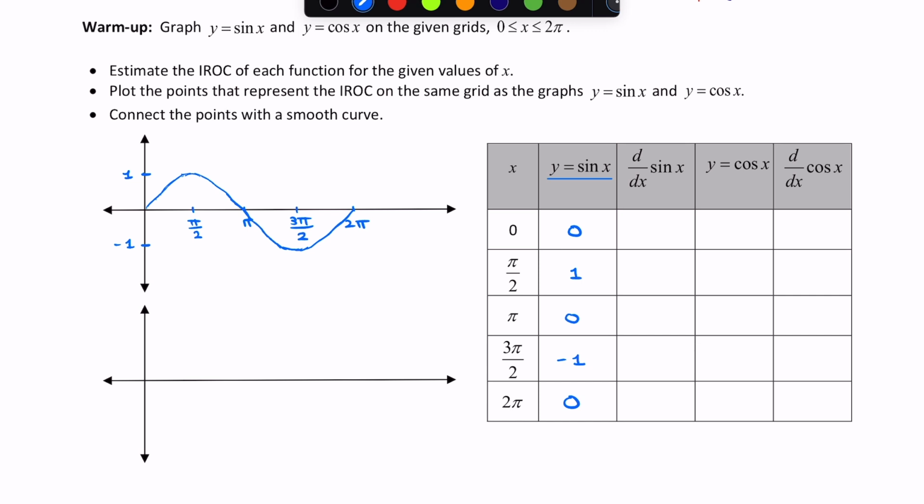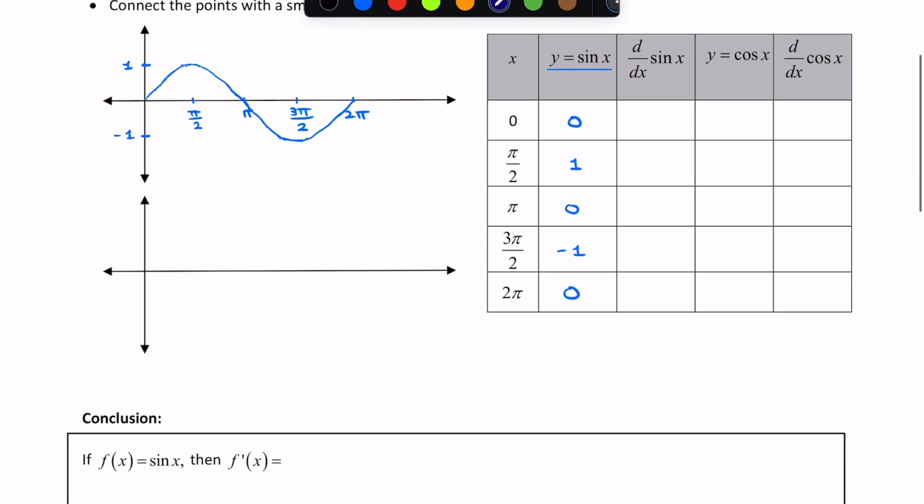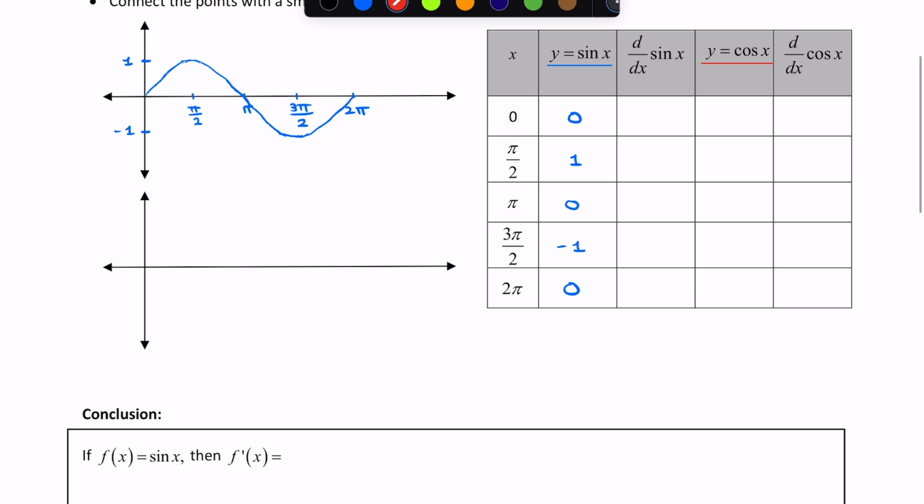And here we'll graph y is equal to cos x. So here we'll do this in, let's say, red. So y is equal to cos x. So we'll label this again at this bottom graph here.